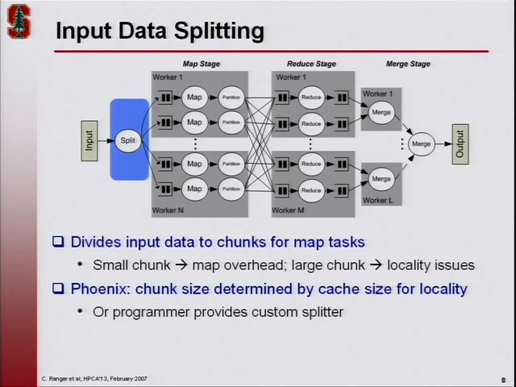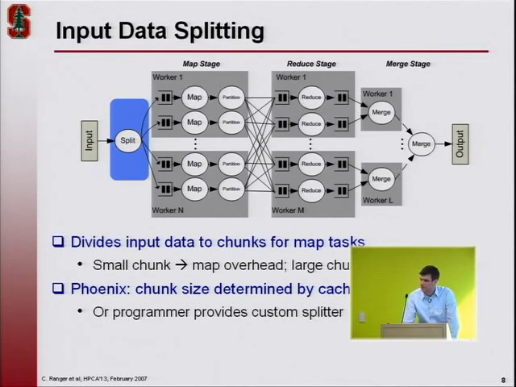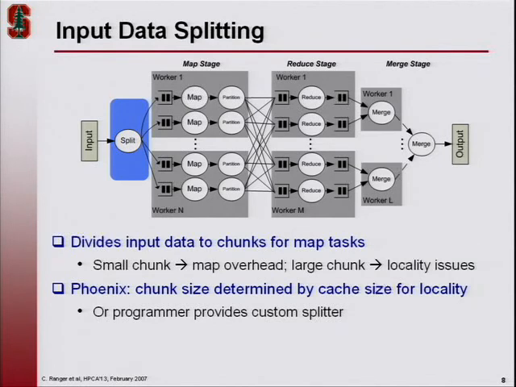So the splitter function divides the input data into chunks for the map task to process. It does pointer manipulation, and it has to deal with some trade-offs when it's choosing a chunk size. If the chunk size is too small, there could be increased overhead from starting and stopping of map tasks. If the chunk size is too large, you could have some locality problems or possibly some work imbalance issues. Phoenix attempted to explore these trade-offs by choosing a chunk size determined by the cache size to optimize for locality. Again, the programmer can provide a splitter function. However, by default, we have an array splitter function provided for you.